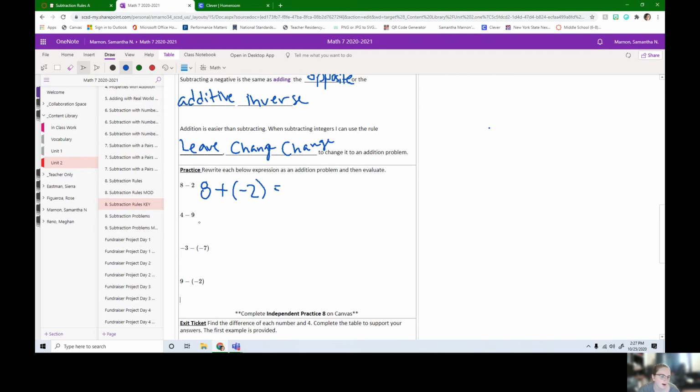We've been adding for a while. So you're going to leave, change, change all of these. Let's look at this third one with you too. -3 minus -7. Instead of subtracting the negative, you can add the positive. So we can change this by leaving the -3, changing minus to plus, and changing -7 to +7. And now you can solve. So you just have to rewrite and solve these two, and then the other two.